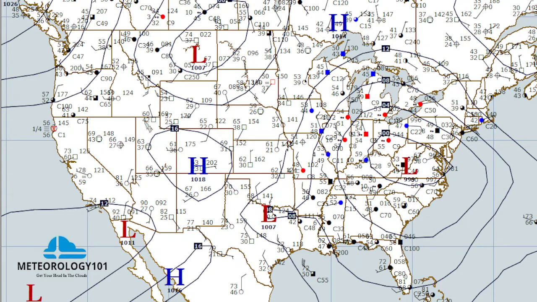We had a long wave trough, and I think that steering pattern is going to keep pushing this thing to the northeast. So I don't think there's any reason for it to stall out and just start filling.